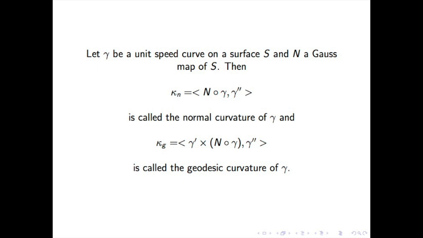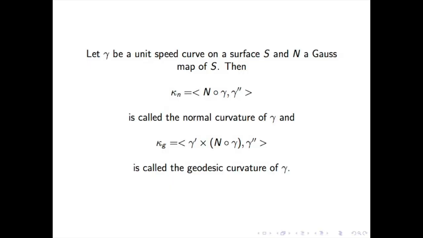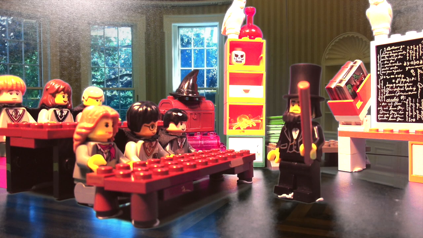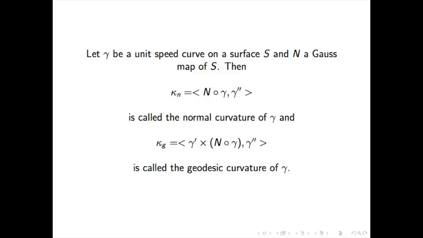If gamma is a unit speed curve on the surface S and n is the Gauss map of S, then the normal curvature of gamma is given by the inner product of n composed with gamma and the second derivative of gamma. The geodesic curvature is defined as the inner product of the cross product of the derivative of gamma with n composed with gamma, and the second derivative of gamma.